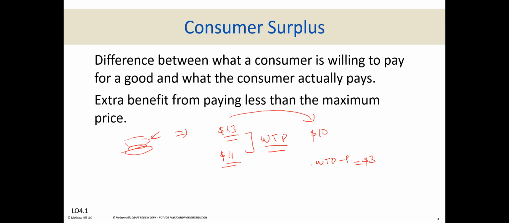And for your friend, the consumer surplus is lower because her willingness to pay is 11 minus the price is $1. So as you see, consumer surplus is the extra benefit from paying less than the maximum price. What if the hamburger price is $14? Then neither of you is going to get any consumer surplus because you're not going to buy this hamburger, because your willingness to pay is less than the price. In that case, consumer surplus is 0.